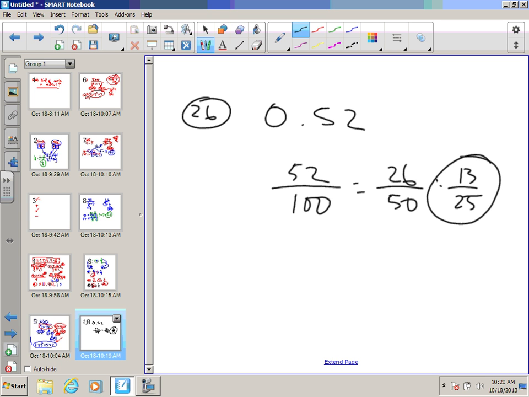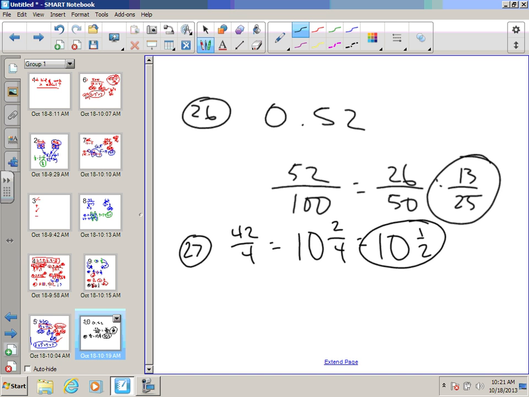(27 and 29). Write each improper fraction as a mixed number. Write each mixed number as an improper fraction. 27, 42 over 4. 4 goes into 42 10 times with 2 left over, equals 10 and 2 over 4, or 10.5. Do you need it to be 10.5? Yes, you do.